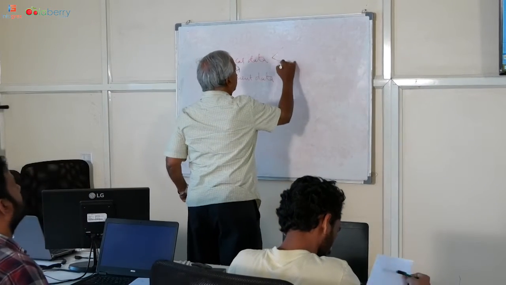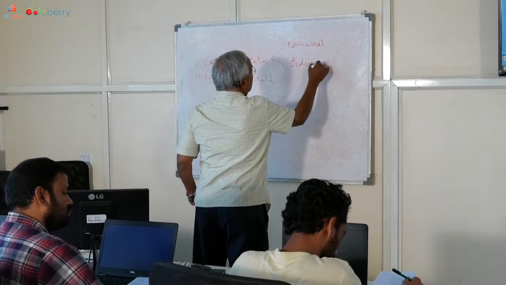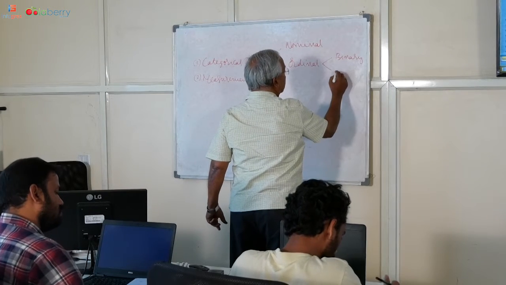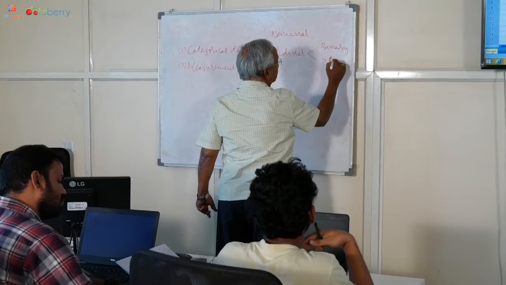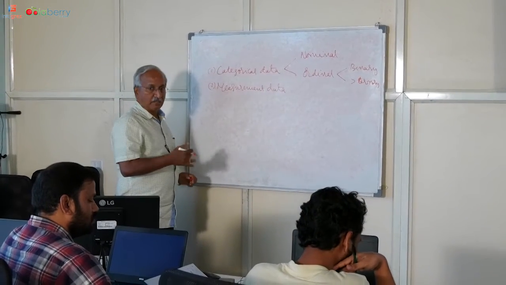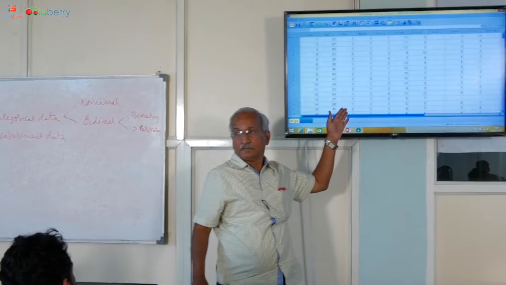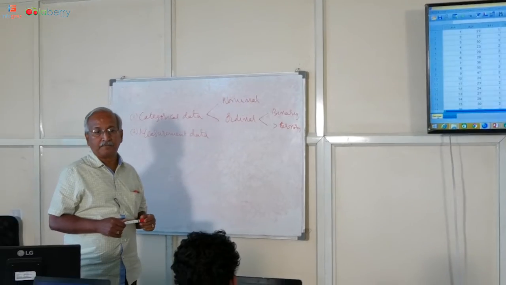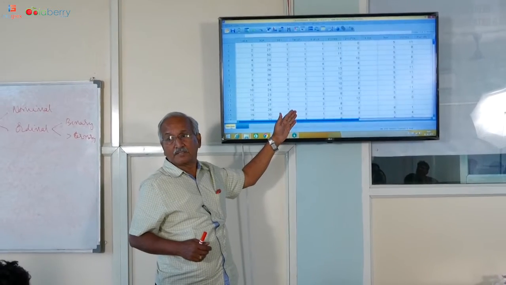Once again, categorical data is divided into nominal and ordinal. In ordinal, you also have binary and more than binary, that is greater than binary, so ternary, etc. So this is what you have. What is nominal? If you see this here, this is a nominal scale. Gender is a nominal scale. One is male, two is female. So that is a nominal scale. Faculty is also a nominal scale.